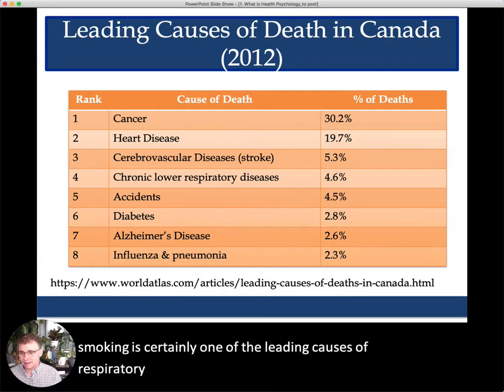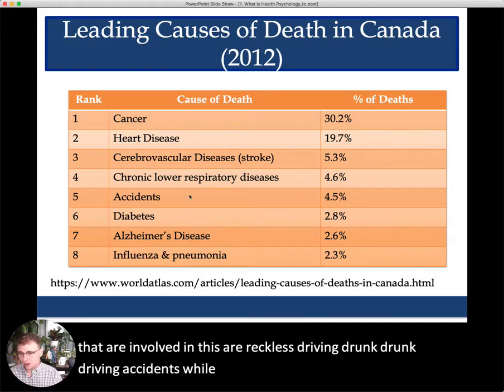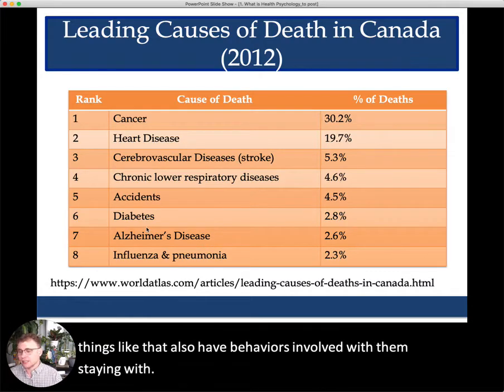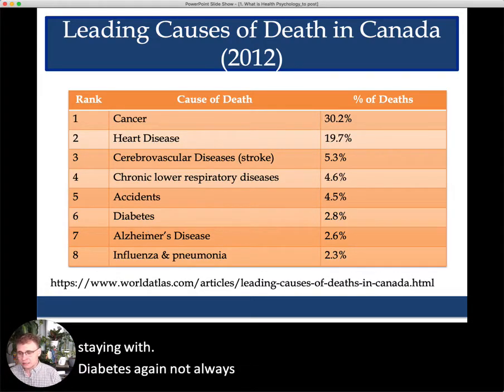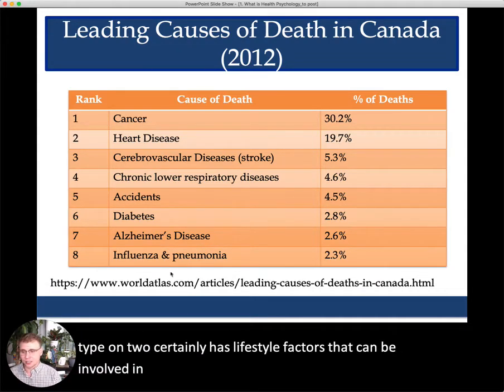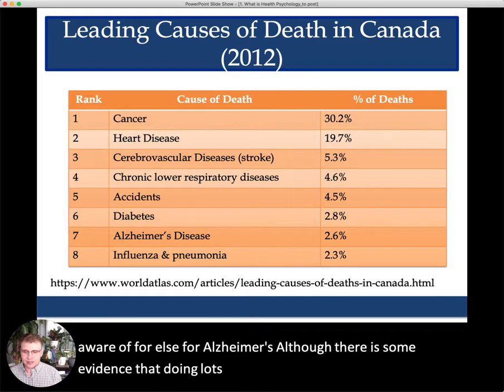Accidents, there's also behaviors that are involved in this: reckless driving, drunk driving, accidents while handling weapons, all kinds of things like that also have behaviors involved in them. Same with diabetes. Again, not always with type 1 diabetes, but type 2 certainly has lifestyle factors that can be involved in that. And then not so much, at least that we're aware of, for Alzheimer's, although there is some evidence that doing lots of crossword puzzles and cognitive games can help with that.